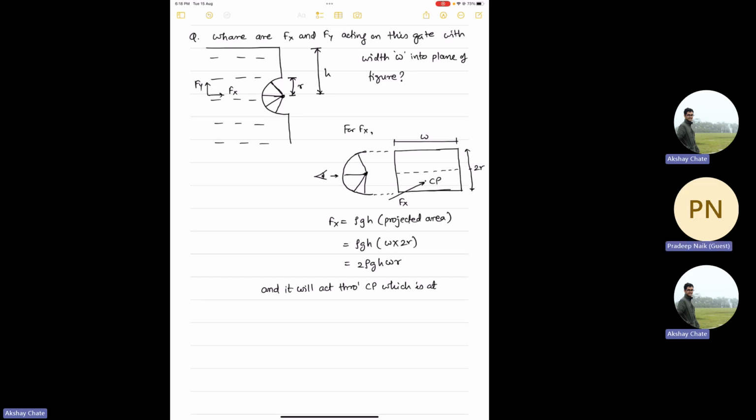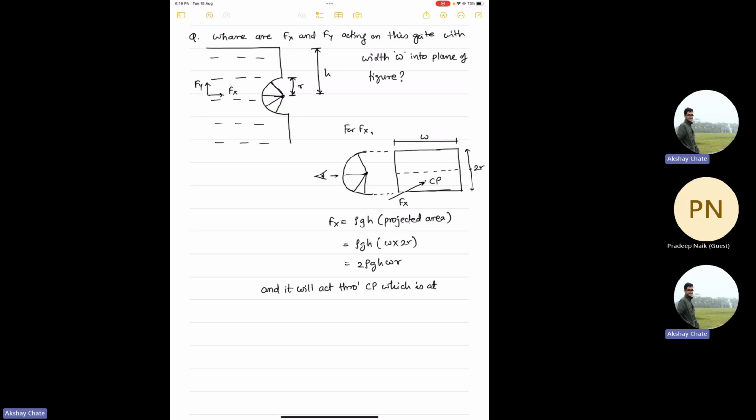W is imaginary here, sir. We don't know the length of W. We have just taken W. Anyway, it was given in the question. If it is not given, typically we assume it as a unit width, and whatever force you get, the unit for that will be Newton per meter.